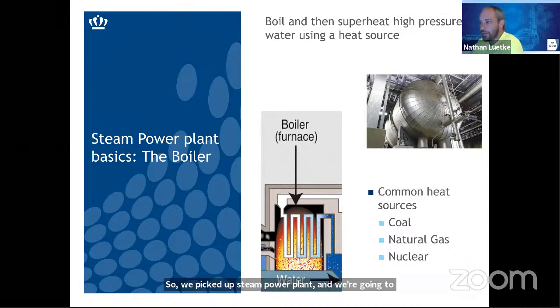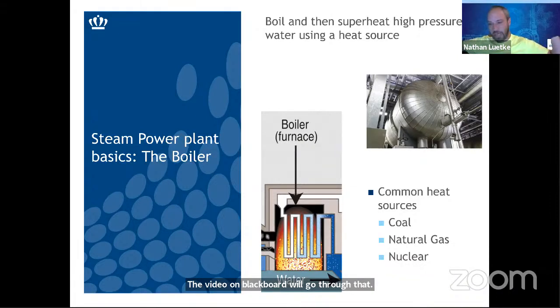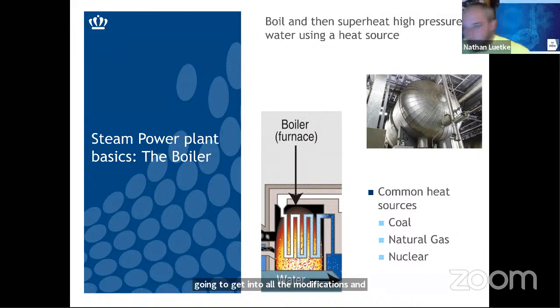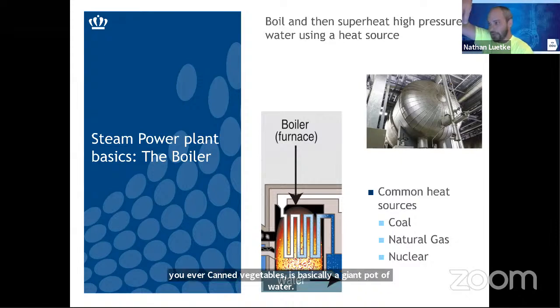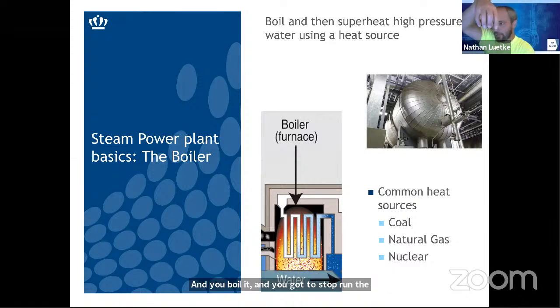In our lab on campus at ODU, we have a steam power plant, very small. The video on Blackboard will go through that. But it's a very basic steam power plant, how they work. We're not going to get into all the modifications and improvements. But basically, you are boiling water. A pressure cooker, if you ever can vegetables, is basically a giant pot of water, and you boil it, and you've got a little stopper on the top. That little stopper keeps the water in there at a high pressure. Once the pressure gets to whatever the stopper is designed to keep in there, you have steam coming out.